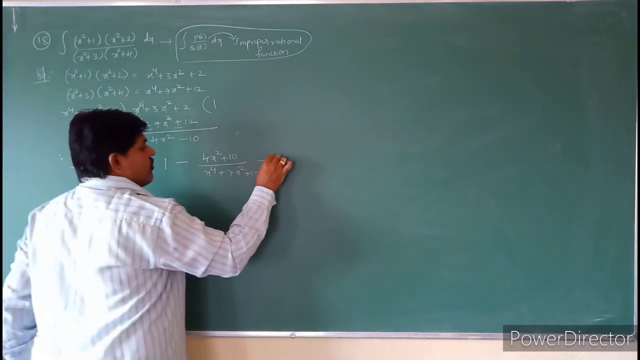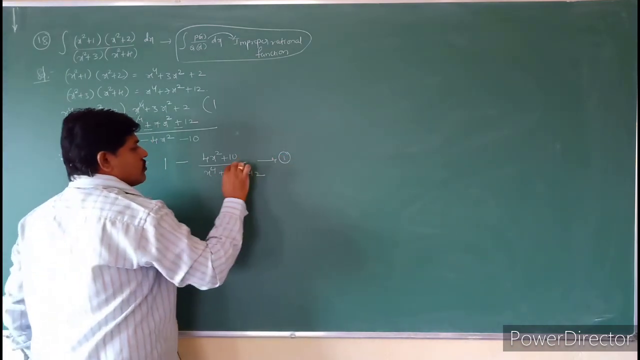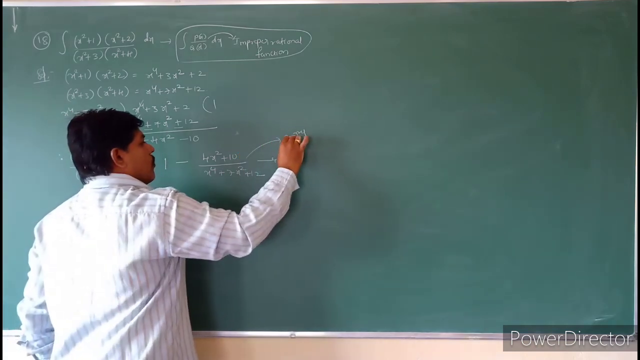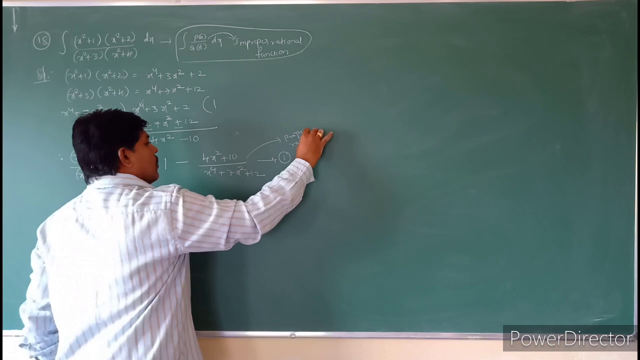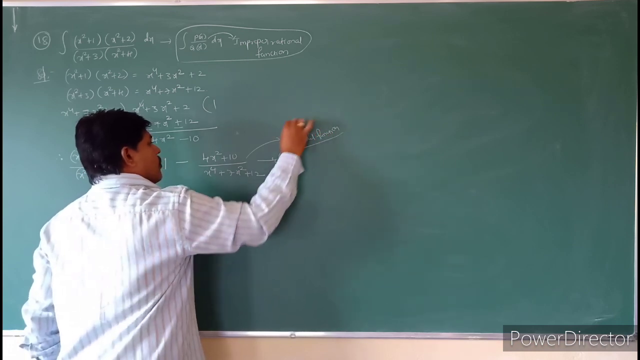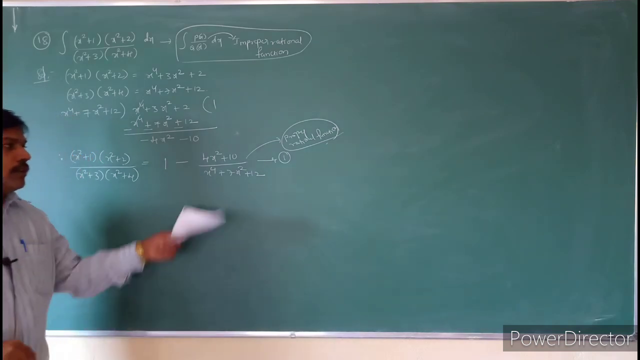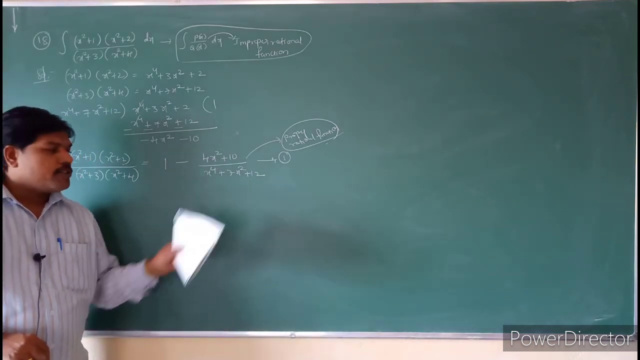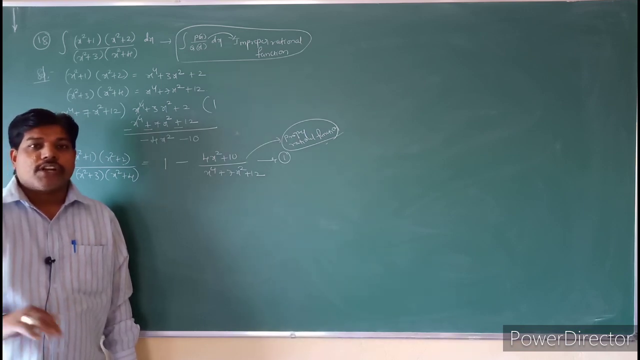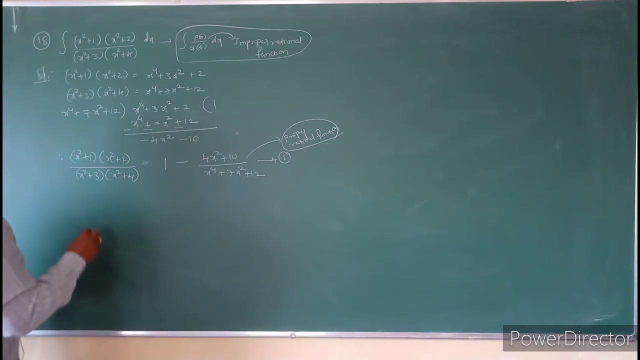So this is equation number 1, and also you have to observe that this is a proper rational function. Yes or no? The degree of the numerator is 2. The degree of the denominator is 4. So it is a proper rational function. For proper rational functions, you can take the partial fractions.